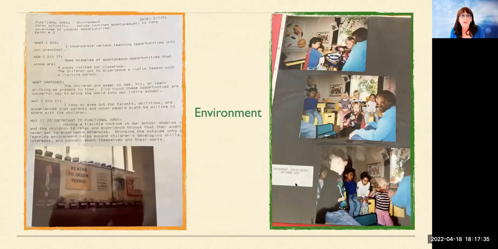Again, environment varies routine spontaneously to take advantage of unusual opportunities. So you might have circle time and have something all planned and ready to go. But then maybe a parent comes in with a violin and wants to show the children how to play the violin. That's a perfect teachable moment. Just disregard what was going on in circle time and make that the circle time.